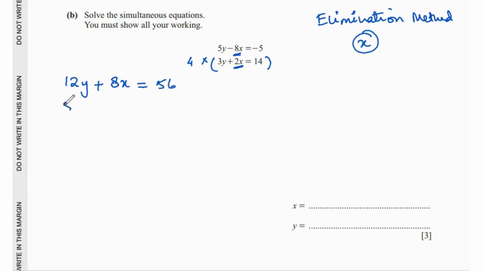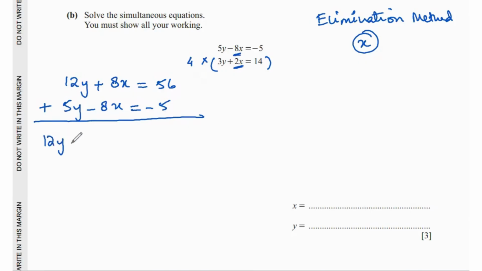The other equation was 5y minus 8x equals negative 5. Now, next step is to check what are the signs of x in both the equations. One x is positive and the other is negative, which means in order for us to eliminate it, we will add both the equations.